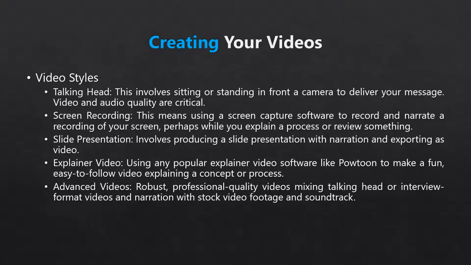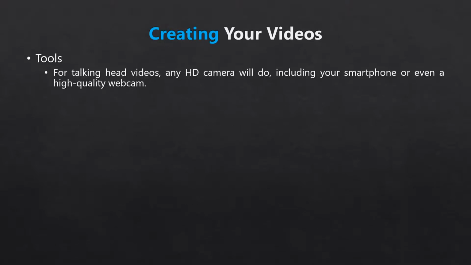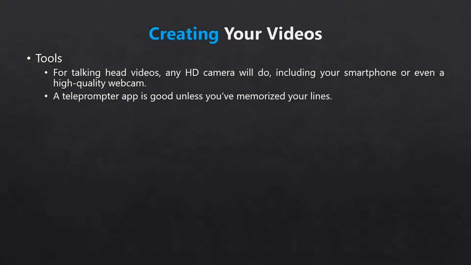Now let's talk about tools. For talking head videos, any HD camera will do, including your smartphone or even a high-quality webcam, and you'll want to either memorize your script or use a teleprompter of some sort, such as the teleprompter apps that can be found for tablets on your App Store. An inexpensive set of studio lights wouldn't be a bad investment either.